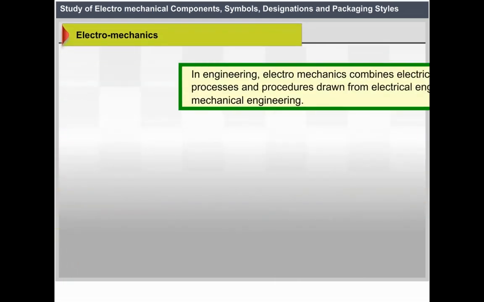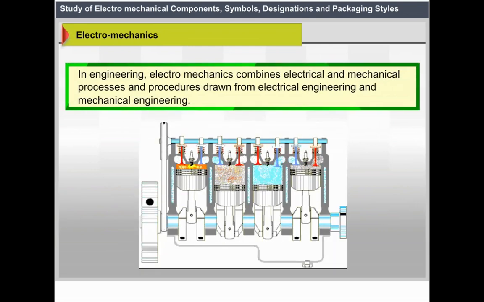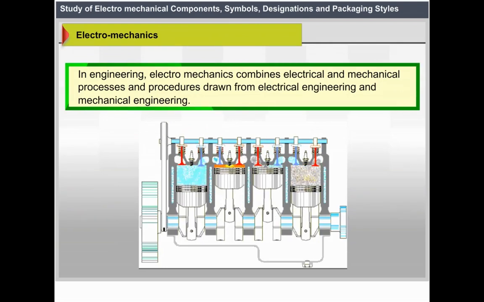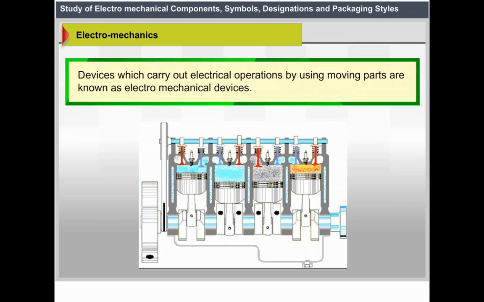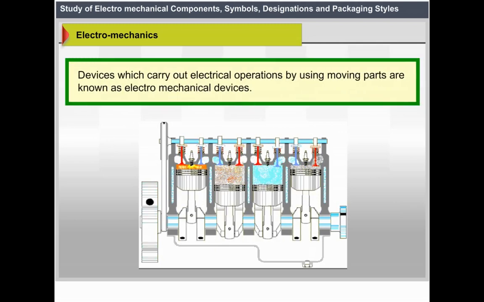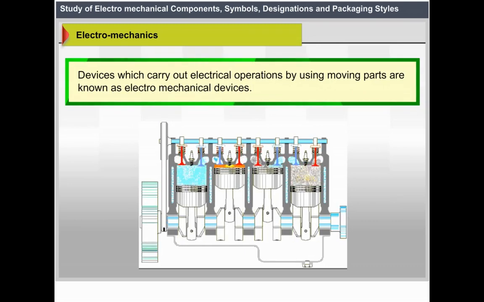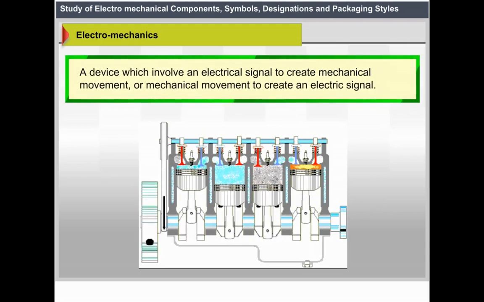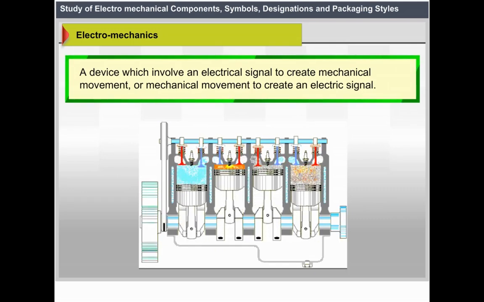Electromechanics: in engineering, electromechanics combines electrical and mechanical processes and procedures drawn from electrical engineering and mechanical engineering. Devices which carry out electrical operations by using moving parts are known as electromechanical devices. A device which involves an electrical signal to create mechanical movement, or mechanical movement to create an electrical signal.